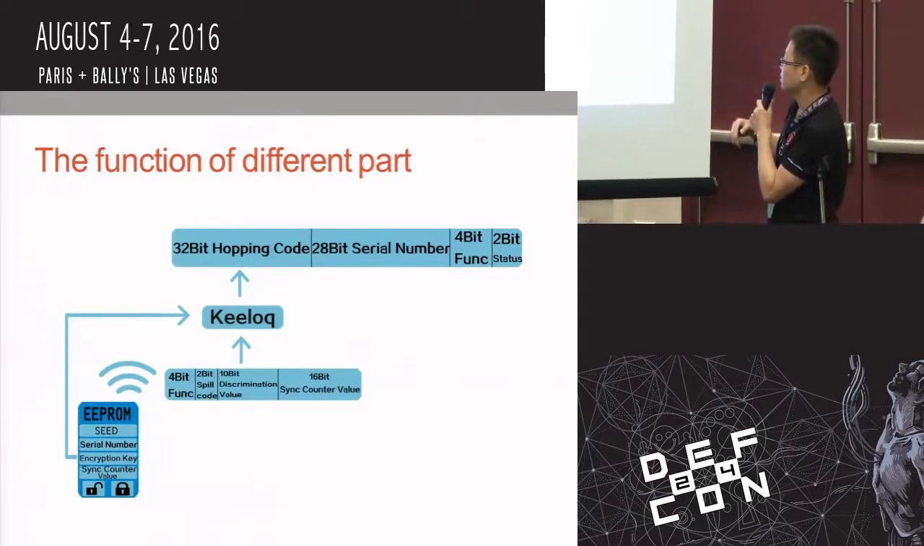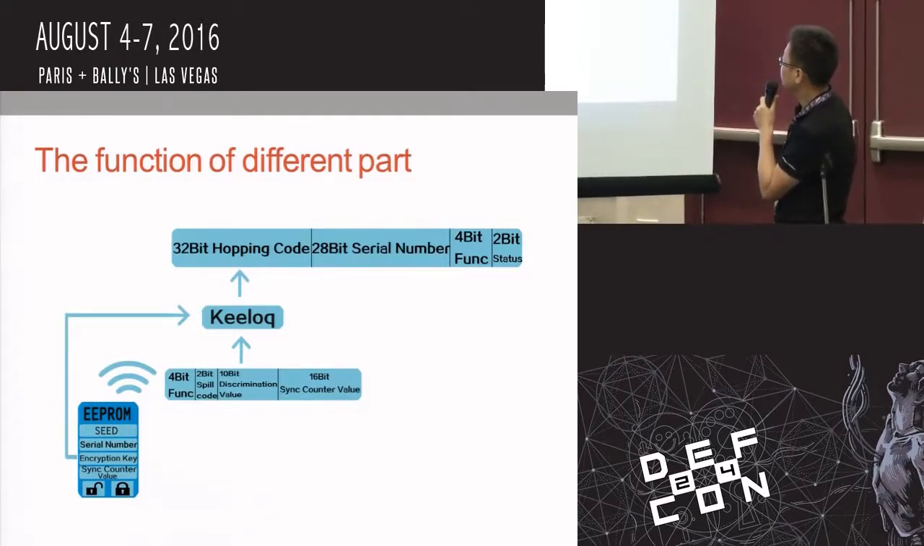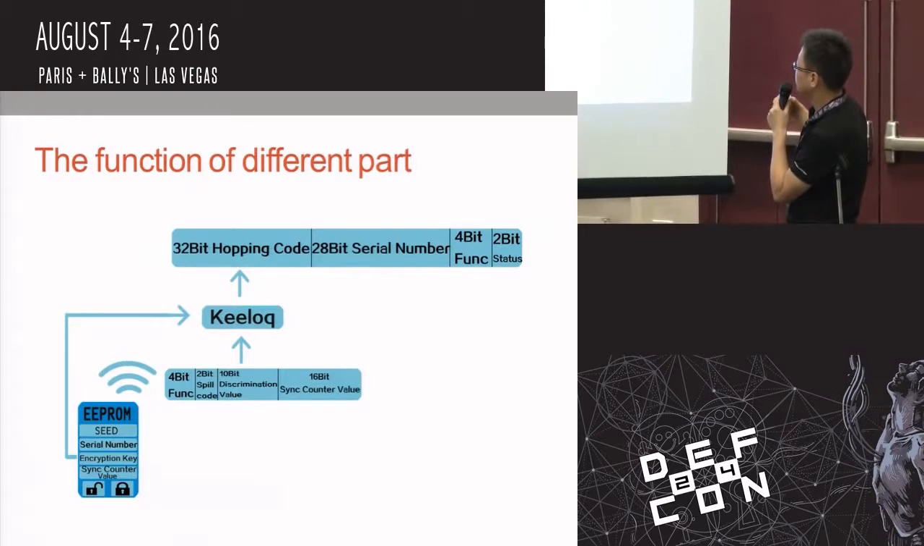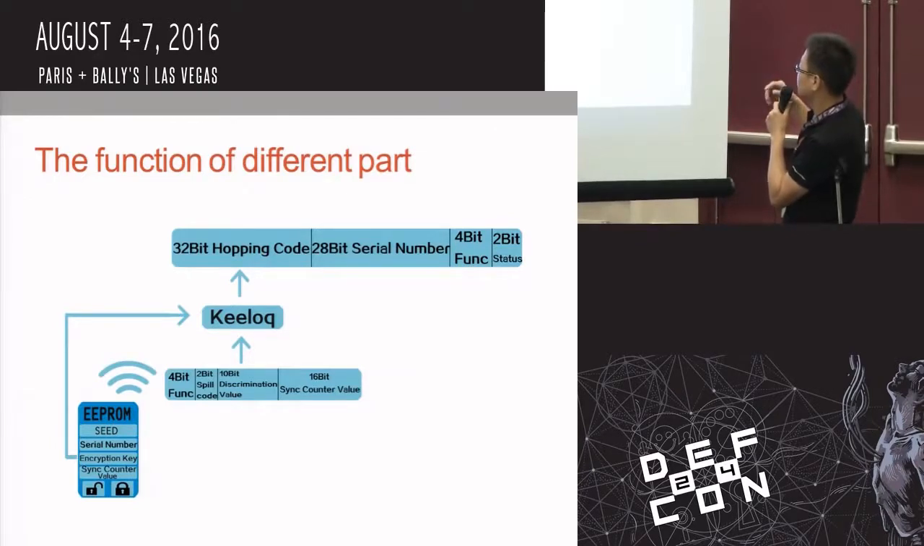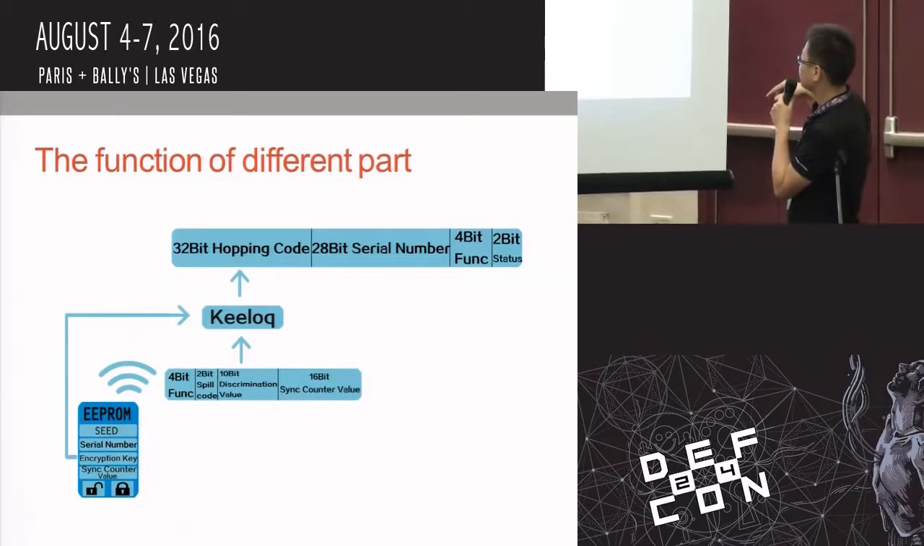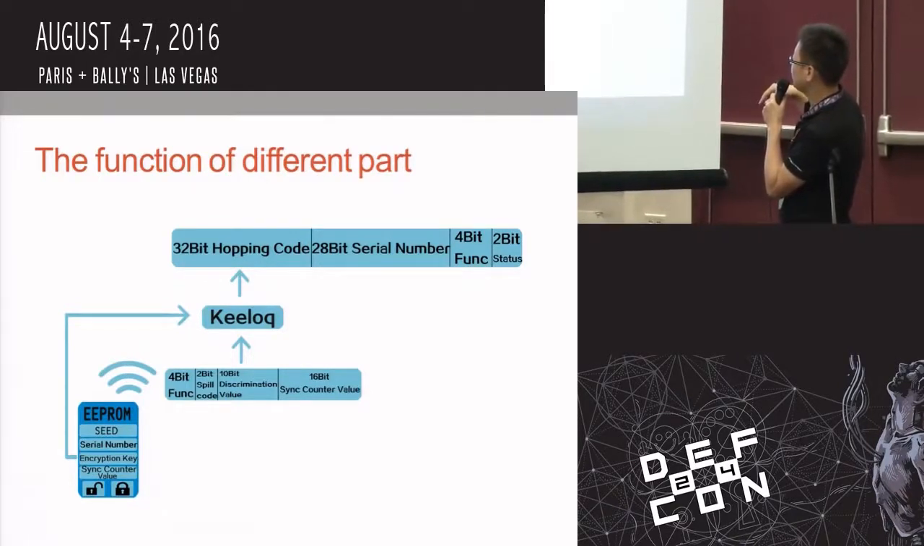And then there is the 10-bit discrimination value. It is the low 10 bits of the 28-bit serial number, so it is used to recognize if the signal is sent by the correct key fob. And the 16-bit sync counter value is used to judge if the signal is right.